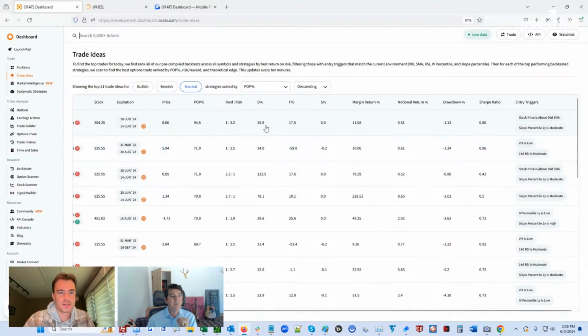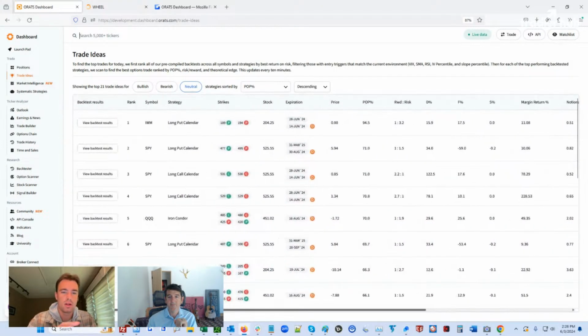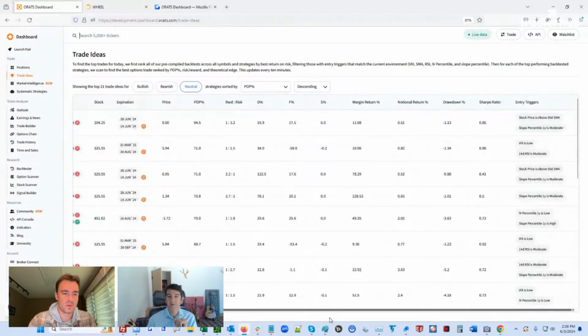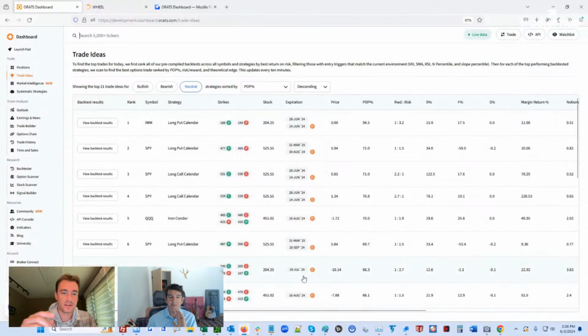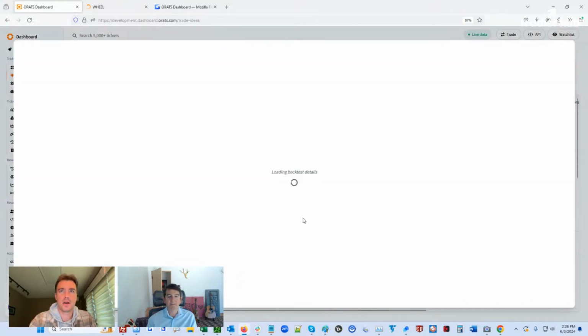Just to reiterate, these trade ideas are all backtests. These are trades that we've scanned for with the option scanner, but they've also been backtested. So that really adds a lot of value to the trade idea. It's no longer just an idea; it's something we've actually tested.